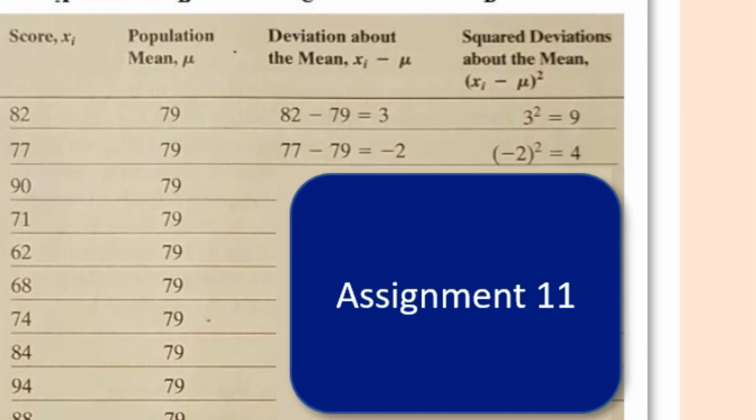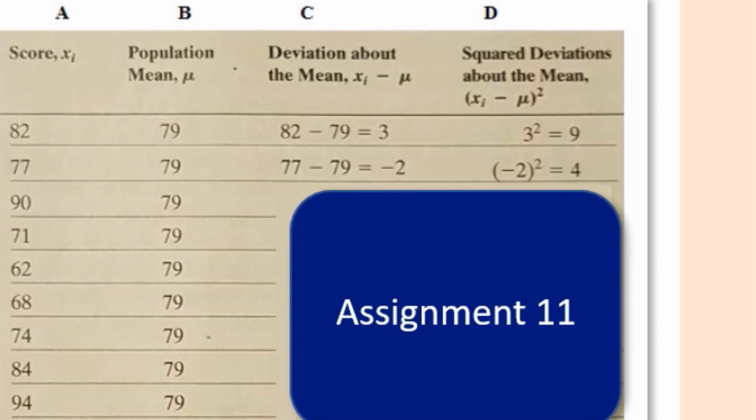For the next score of 77 marks, the difference between that and the mean is 77 minus 79, so it's minus 2. That means the first data point was 3 above the mean, and the second is 2 below the mean. On the far right-hand side, you see we square them. The reason we're squaring them is that we want the absolute amount of the difference. I don't want to know how much everything differs from the mean, because that always sums to 0 for all the data. I want the absolute amount, so we square it to get rid of the minuses.